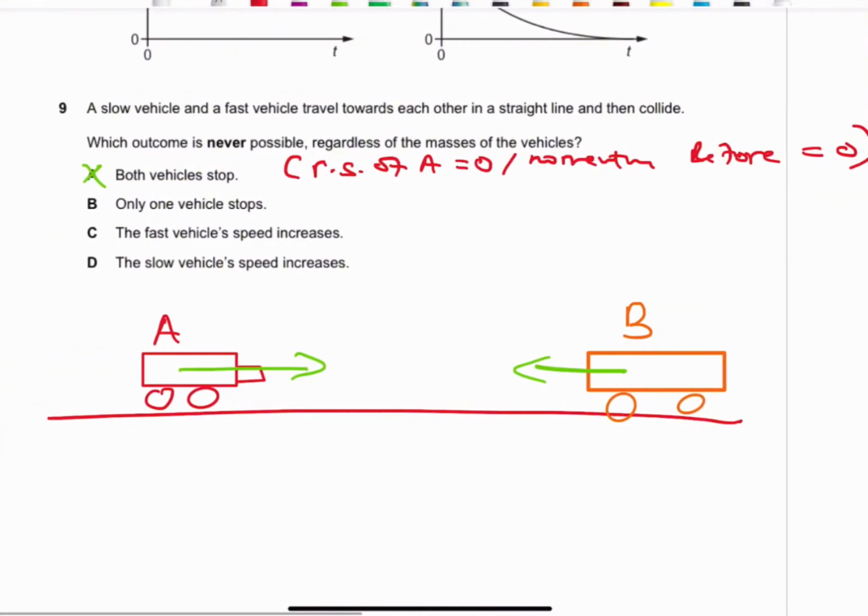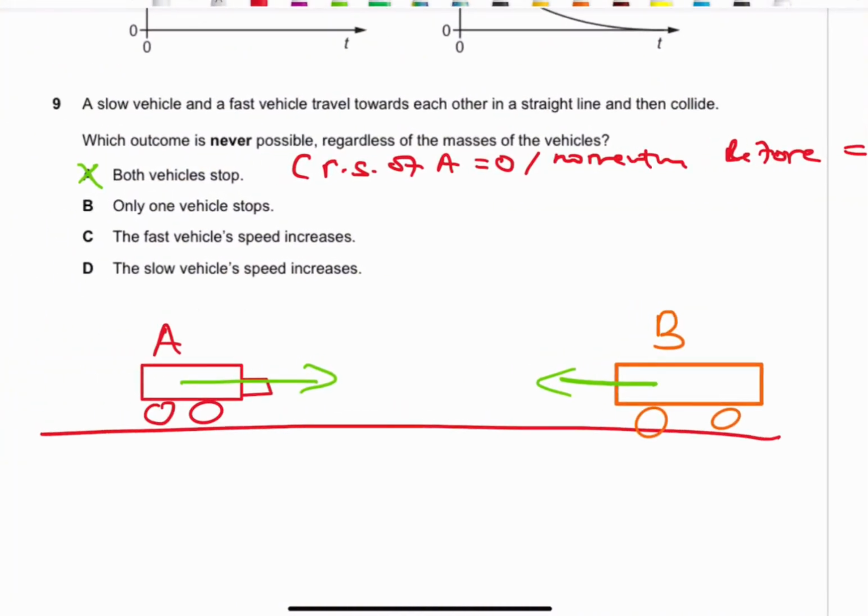Let's go to B. Only one vehicle stops. Very possible, right? The big vehicle might take all the momentum from the smaller vehicle. They crash, and one vehicle is going to stop, and the other vehicle might rebound back, right? Maybe A stops, but B might actually move backwards. That's very possible, because momentum will still be conserved, so it can't be B.